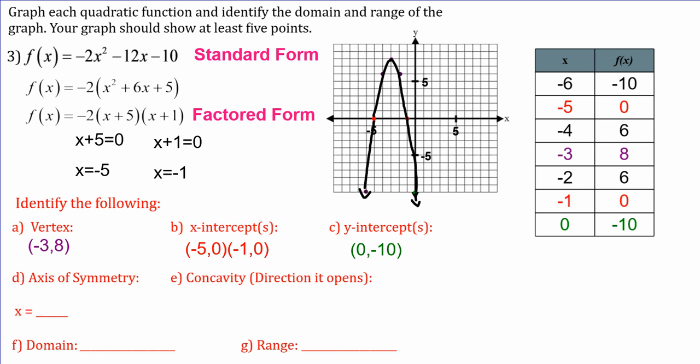Well, we know where the vertex is. That means we can draw in our axis of symmetry because it's got to go through the vertex. So we've got x equals negative 3. We also know the concavity of our parabola because we can see that it's opening down. And again, why is it opening down? Because that a value here, the greatest common factor, is negative 2.